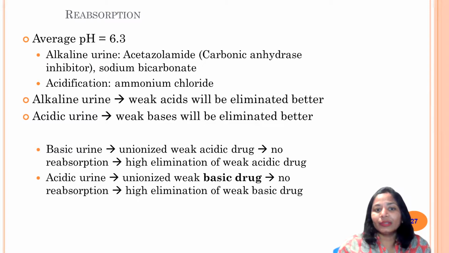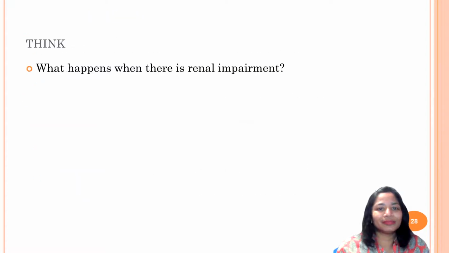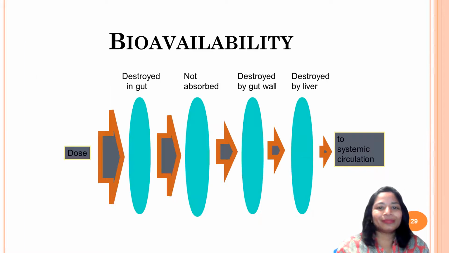If there is alkaline urine, what would happen? Weak acids will be eliminated better. Whereas in case of the acidic urine, weak bases will be eliminated better. In case of the basic urine, unionized weak acidic drug is not present, therefore there is no reabsorption. High elimination of the weak acidic drug is present. In case of the acidic urine, it is just the opposite. So what happens when there is renal impairment? Think about it. Think about the three processes that we spoke about.